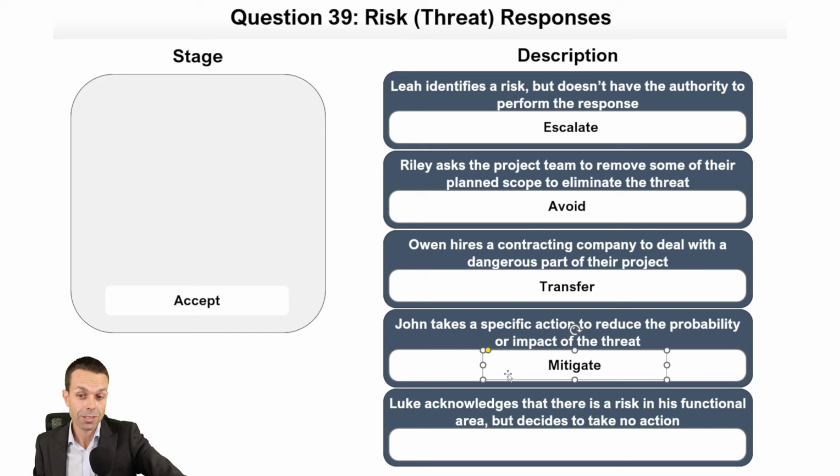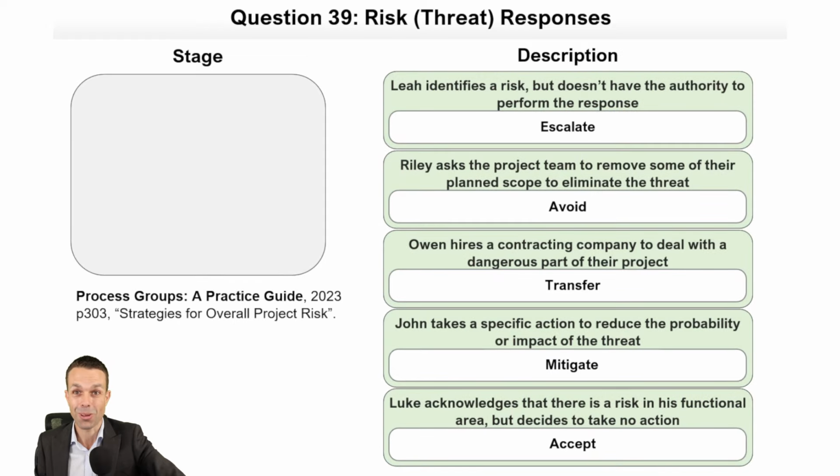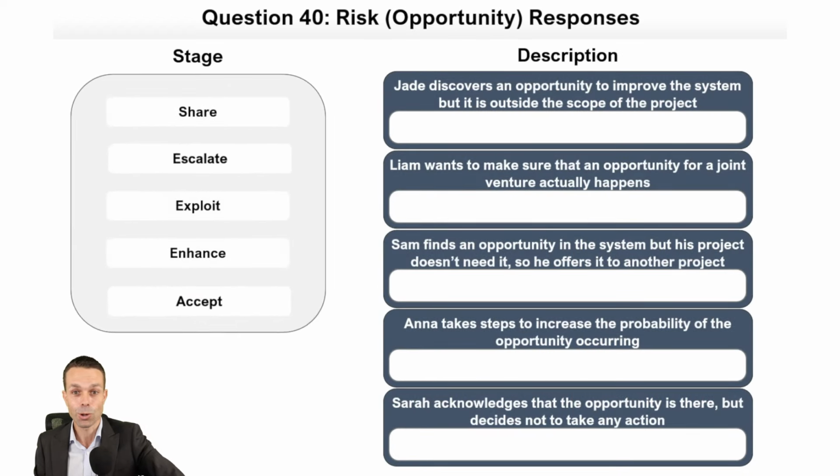And Luke acknowledges that there is a risk in his functional area, but decides to take no action. He is accepting the threat. Now let's have a quick check. Looks like we got those correct. Page 303, strategies for overall project risk. Wonderful stuff. And also wonderful stuff is the last one here for opportunities as well. Very, very important. Jade discovers an opportunity to improve the system, but it's outside the scope of the project. That sounds familiar. It's like our other one. It is escalating because it's outside of the scope of our project.